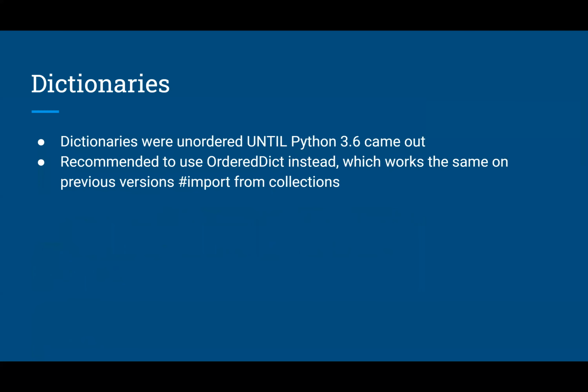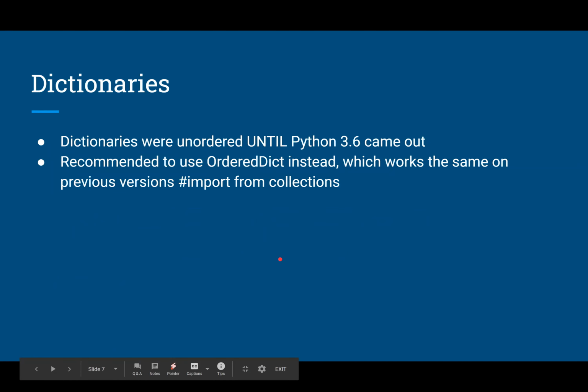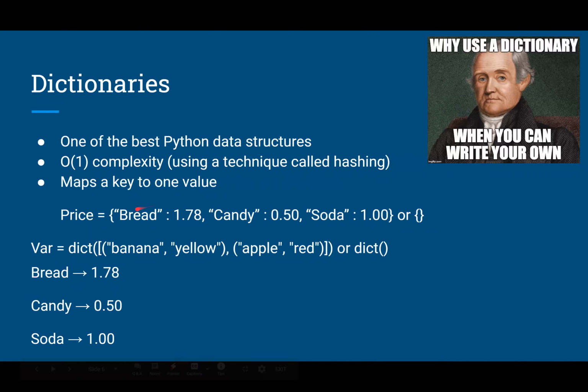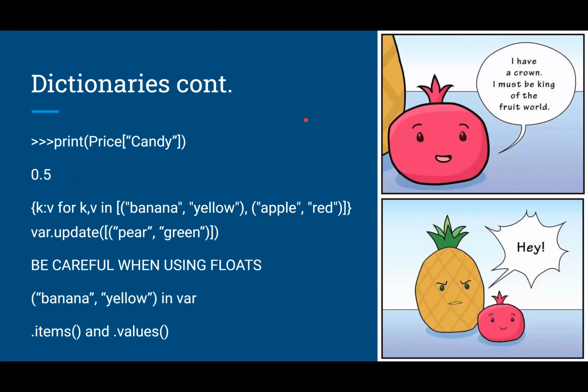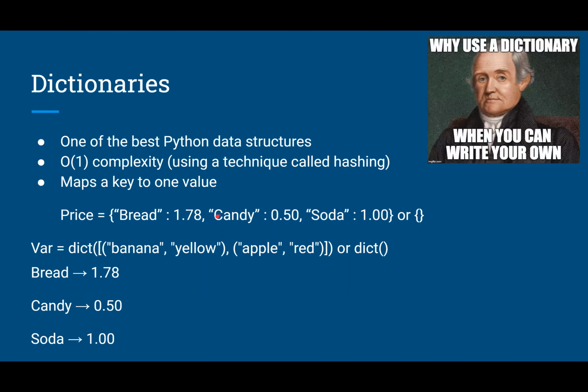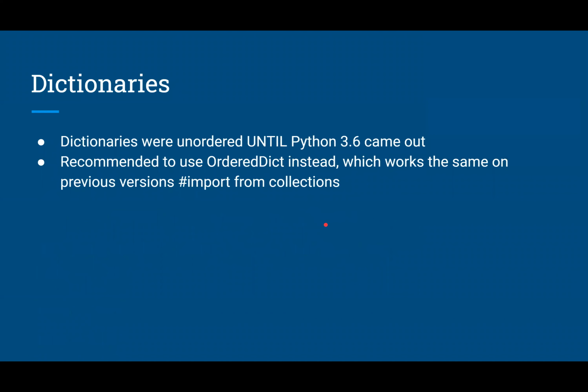Another important thing about dictionaries is that dictionaries were always unordered. If I were to make bread, candy, soda, and I was adding these values to a dictionary, all of these would be unordered. I wouldn't be able to control the order that these would come in the dictionary. But this was until Python 3.6 came out. Now in Python 3.6, dictionaries started to become ordered. They started to stay in the order that you added the values in.